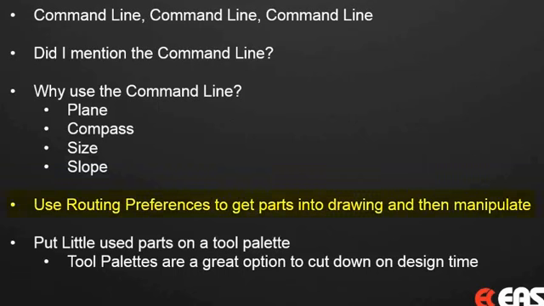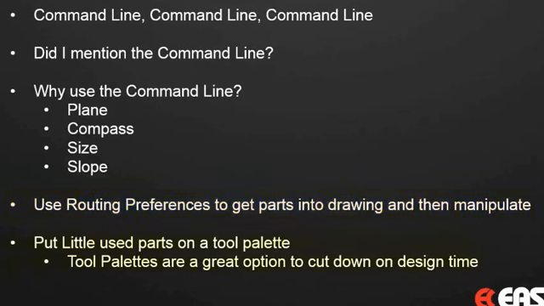When routing duct, I prefer to use my routing preferences as much as possible to get my parts into my model or my drawing and then manipulate them afterwards. Once it's in your drawing space, it's a lot easier to manipulate than trying to go into your part catalog, scroll down, find the part, bring it into the drawing, then manipulate it, rotate it correctly. It's certainly all doable, but it takes time. Use your routing preferences as much as you can to get the part where you need it to be, and then manipulate it using the properties palette or the command line.